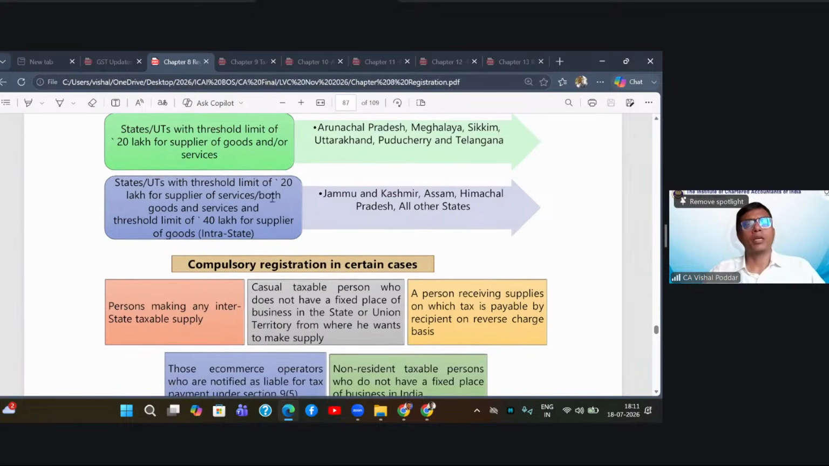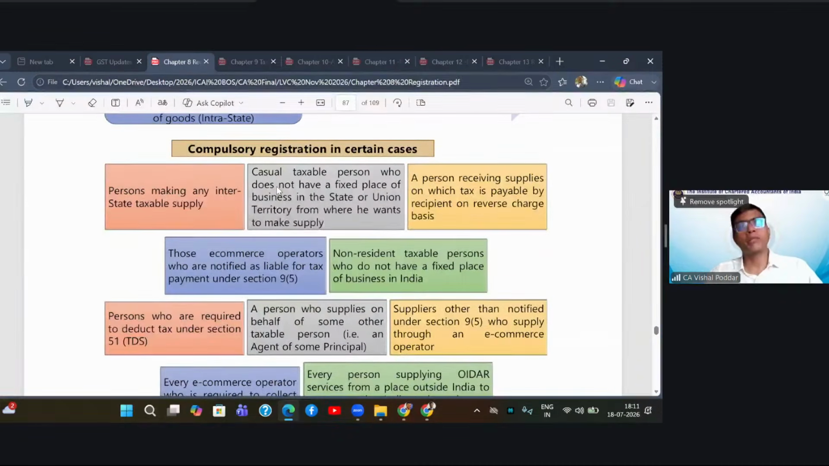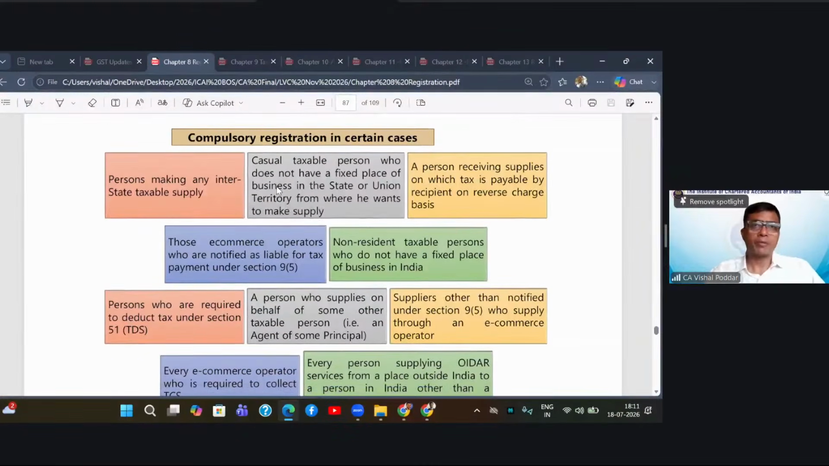And then for the remaining states, as you can see here, the limit, if you are exclusively in supply of goods, is 40 lakhs. And if you are into supply of service or goods and service both, then it is 20 lakhs. Now coming to section 24 cases, where despite you not crossing the threshold of turnover, you are still required to be compulsorily registered.